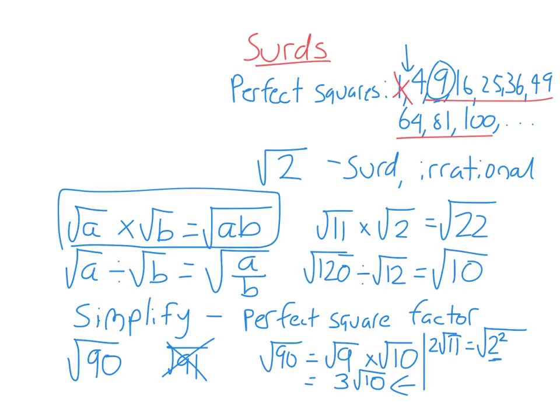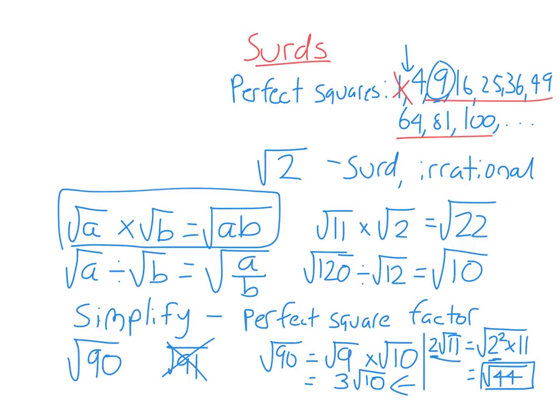The square root of 2 squared is 2. And then I still have the 11. So the square root of 4 times 11 is just the square root of 44. So if I wanted to simplify the square root of 44, it would be 2 root 11. Okay? So that's how you multiply and divide and simplify.